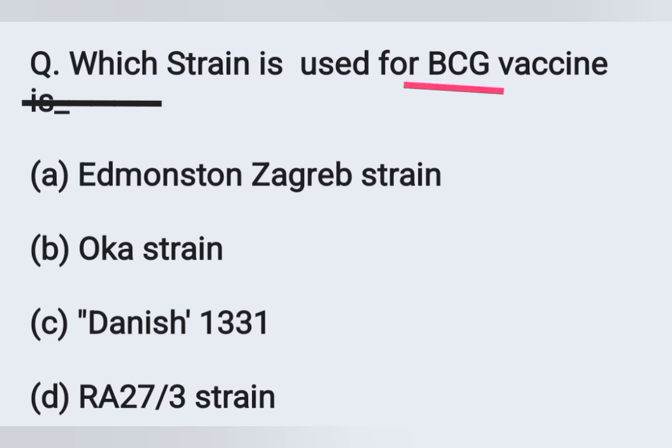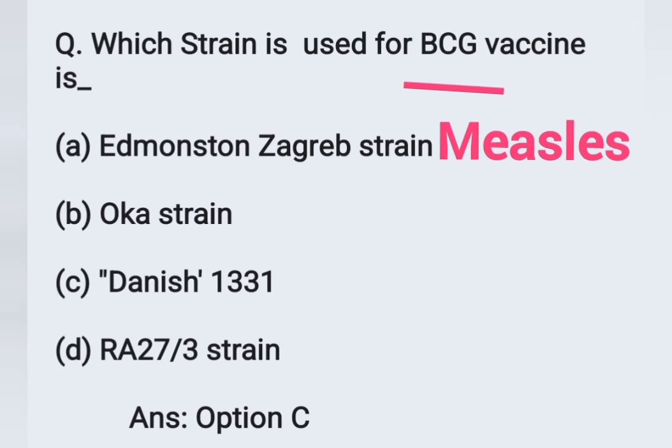Which strain is used for BCG vaccine? Our options: option A Edmonton Zagreb strain, option B Oka strain, option C Danish 1331, option D RI27/3 strain. The strain which is used for the preparation of BCG vaccine is Danish 1331. Option C is the correct answer.